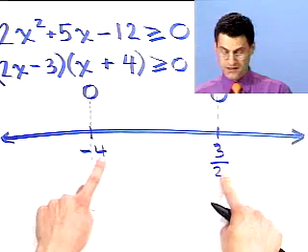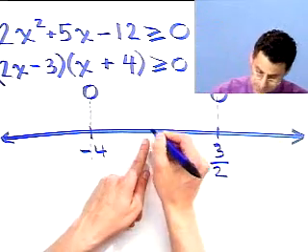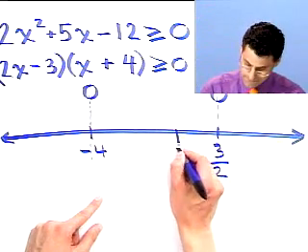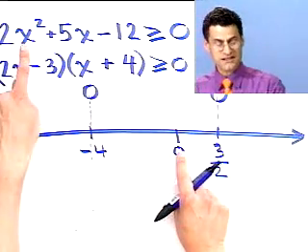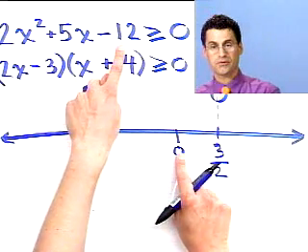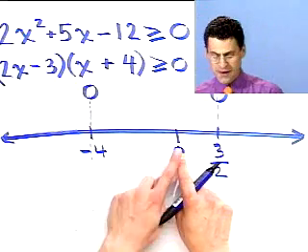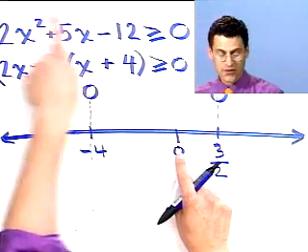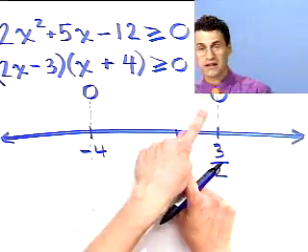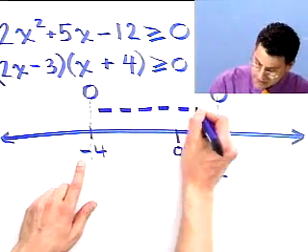Well, a good point between -4 and 3 over 2 is 0. That's in here. So suppose I picked 0. If I plug in 0 for x, what would I see? 0 plus 0 minus 12. So this thing here would equal -12. So that means at 0, this thing is negative. That means it's going to be negative no matter what point you pick in here. So all this is negative region. Negative, negative, negative, negative, negative region.